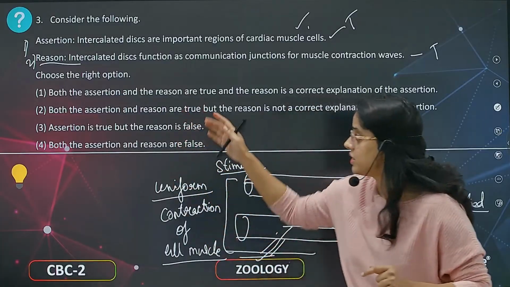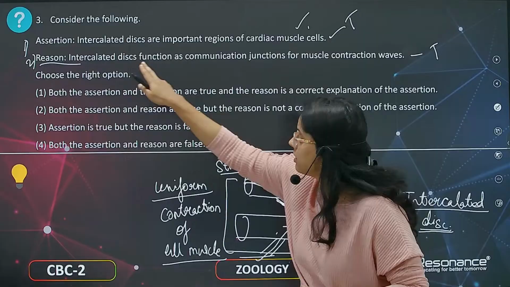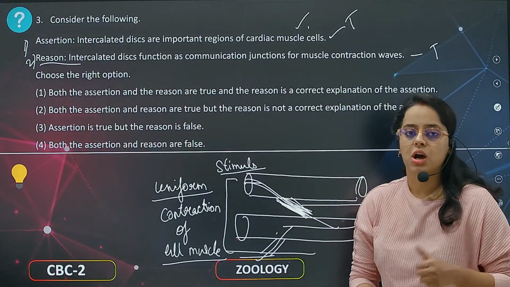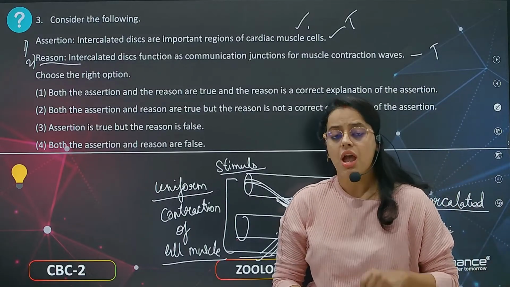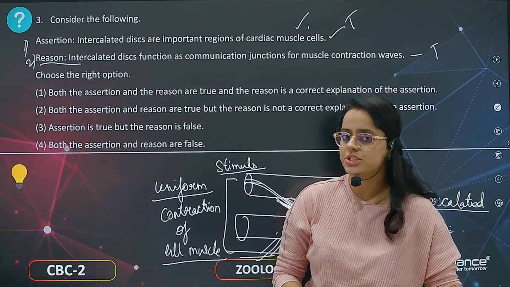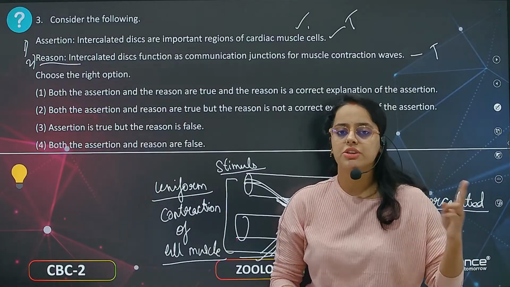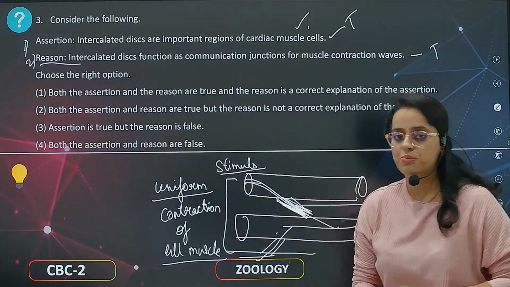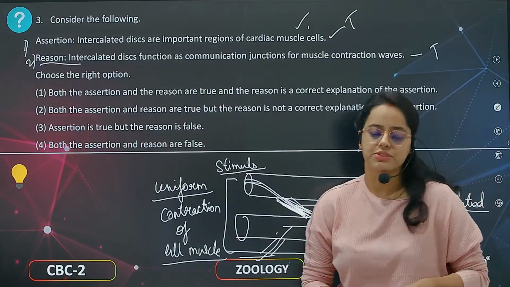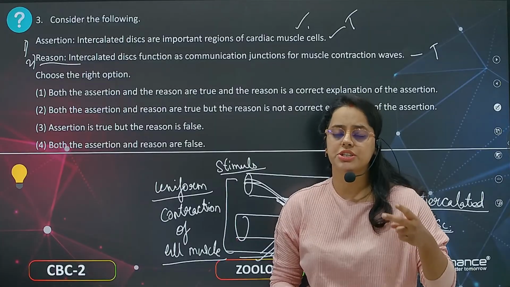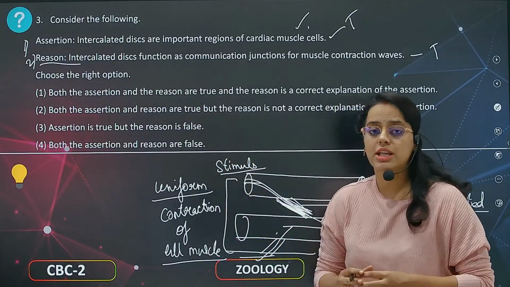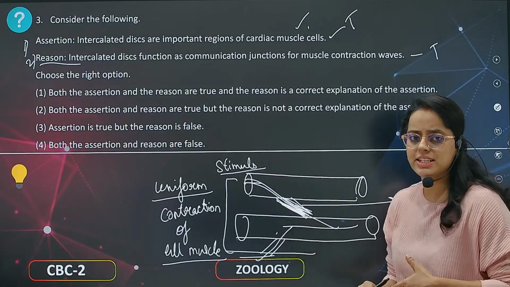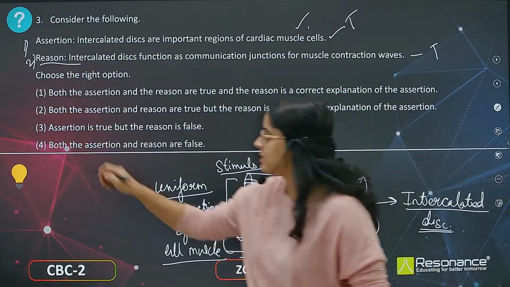And what is the function of the intercalated disc? Here the function of the intercalated disc has been explained. So what are the options? Option 1, both assertion and reason are true, and the reason is the correct explanation for the assertion. Second, both assertion and reason are true, but the reason is not the correct explanation. Or the assertion is true but the reason is false, or both the assertion and reason are false. As I have explained the assertion and reason in a detailed process with the diagram, you can guess the answer very easily, right? Yes, the answer is 1.